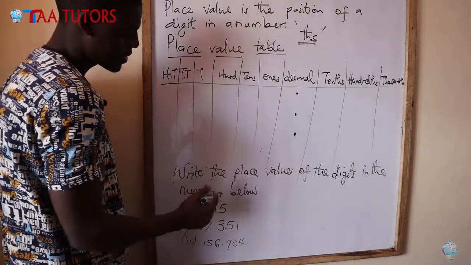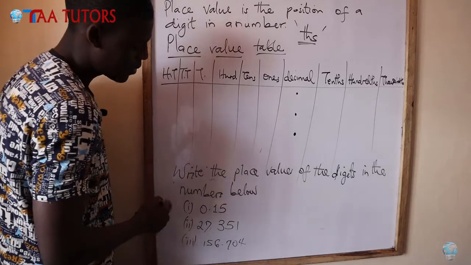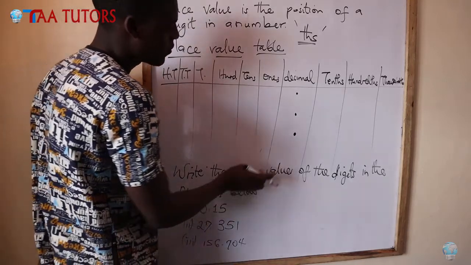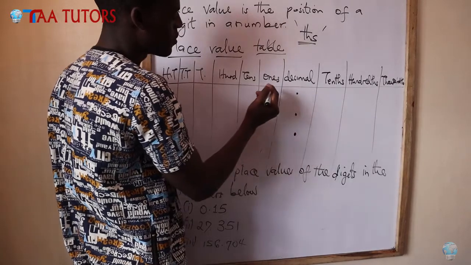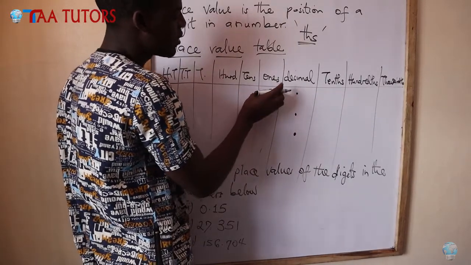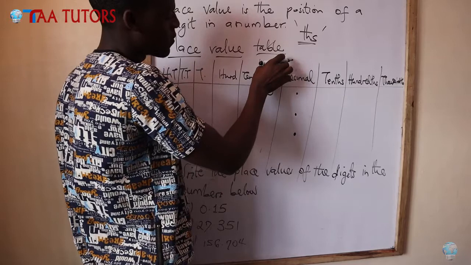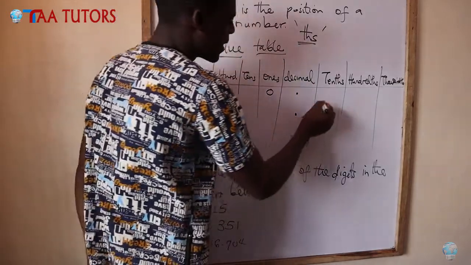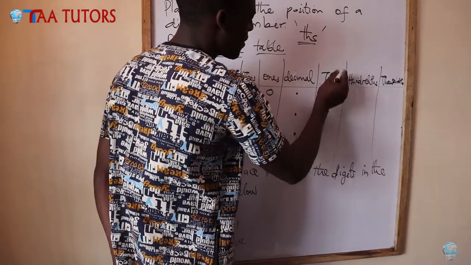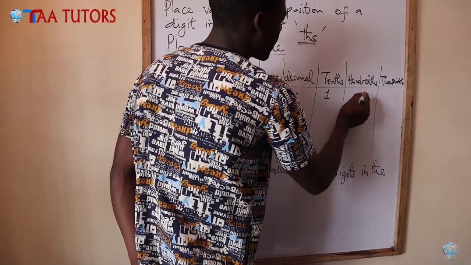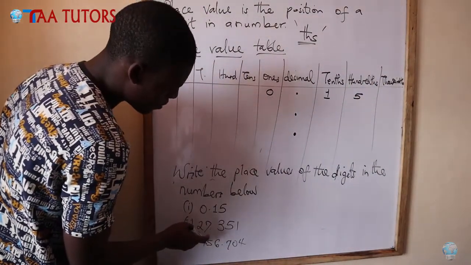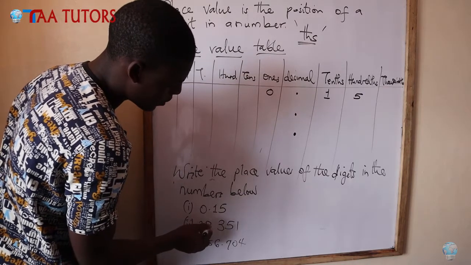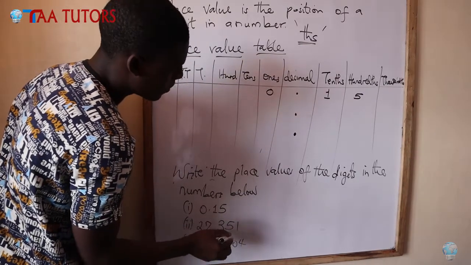To the left hand side, we have 0, then a decimal point. So if we have a decimal point here, we will have 0 because it is the first value to the left. It means 0 is a whole number occupying the place of ones. Then we will have 1 on the tenths place value and 5 on the hundredths place value. Then we will move to do the second one, that is 27.351.